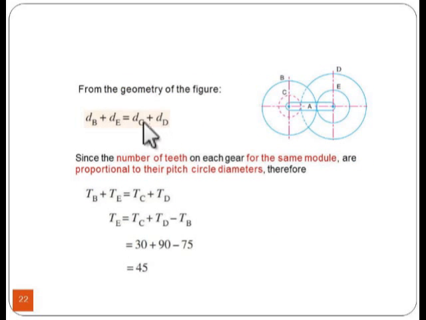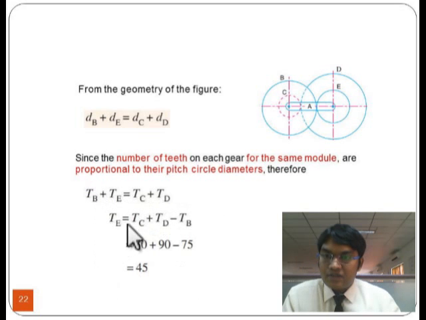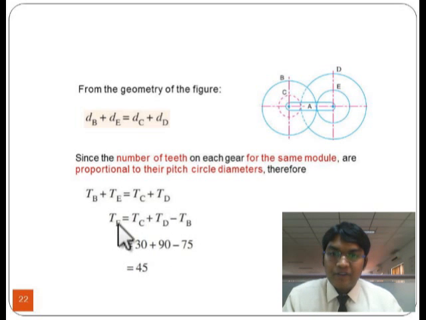Diameter by 2 is going to be your radius. Now dB plus dE is equal to dC plus dD. In this case, since it's going to have the same module, I can convert the diameters into number of teeth: TB, TE, then TC and TD. Now which one I don't know is TE. In that case, I can substitute TC, TD and TB. My final answer is going to be 45. So the number of teeth on gear E is going to be 45.